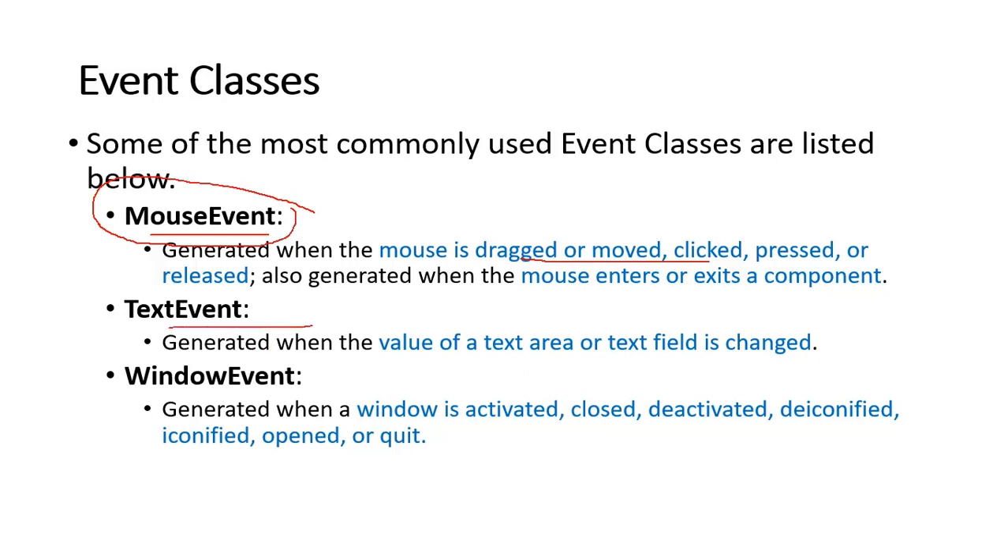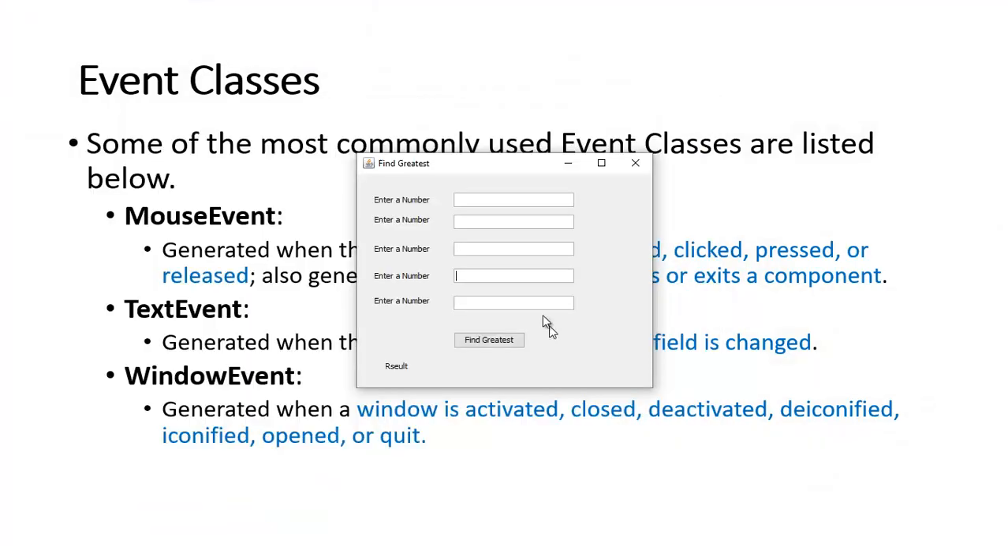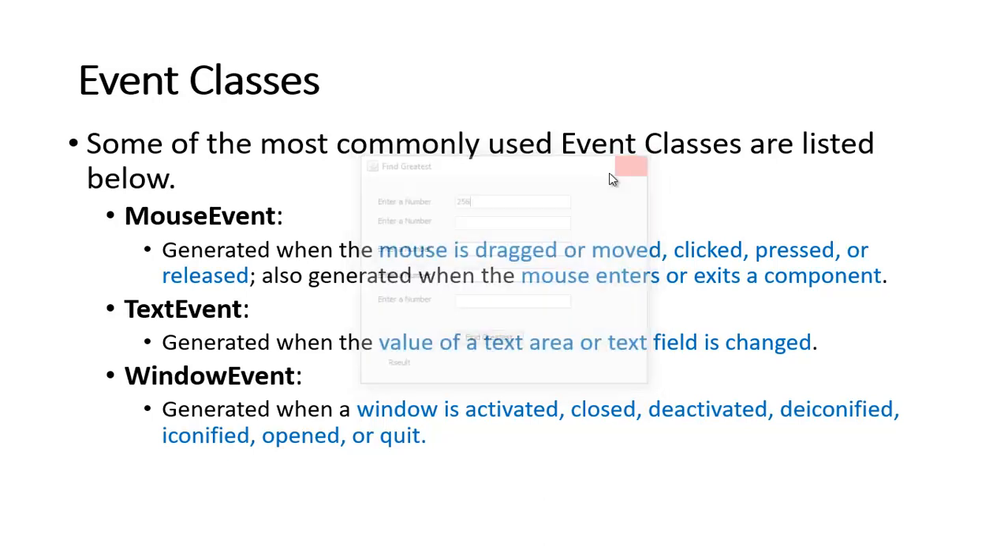Text event is when you change the value within the text area. For example, if I go to my program and go to this text box and I type some value, or I make some changes to these values, an event gets generated as the values are getting changed, and that event is the text event.